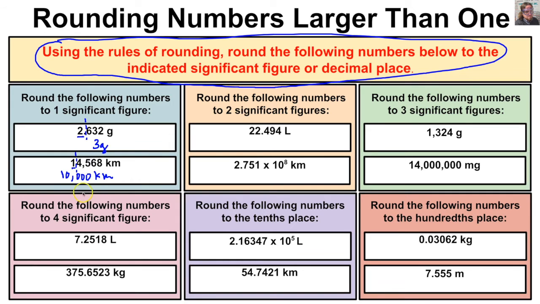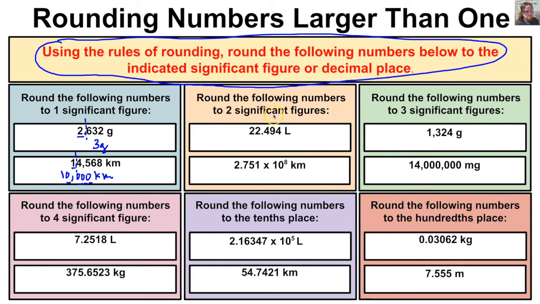10,000 with no decimal only has 1 sig fig. Make sure you keep your placeholders here. 1 would be the incorrect answer here, even though it does have 1 significant figure. 10,000 is a lot closer to 14,000 than 1. Let's take a look right here.